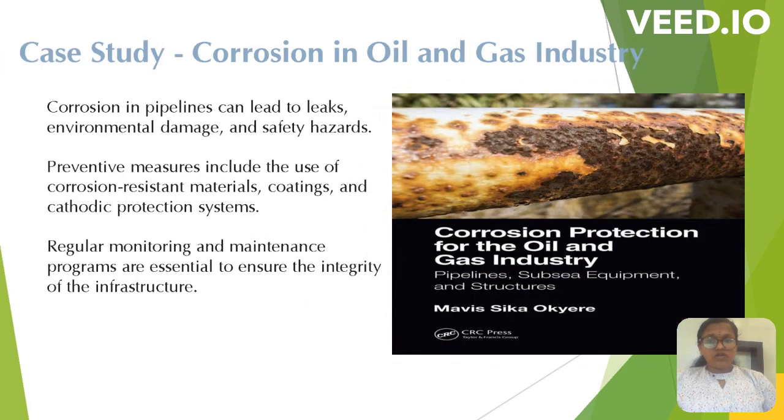So, case study: corrosion in the oil and gas industry. Corrosion in pipelines can lead to leaks, environmental damage, and safety hazards. Preventive measures include the use of corrosion resistant materials, coatings, and cathodic protection, as the pipelines of the gas and oil industry are mostly corroded earlier. Regular monitoring and maintenance programs are essential to ensure the integrity of the infrastructure.